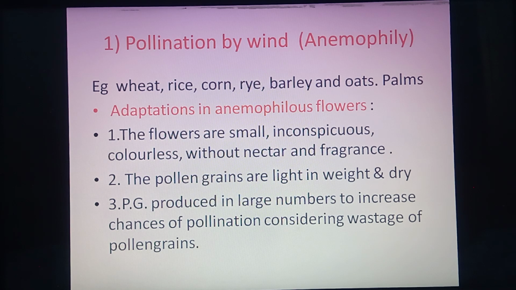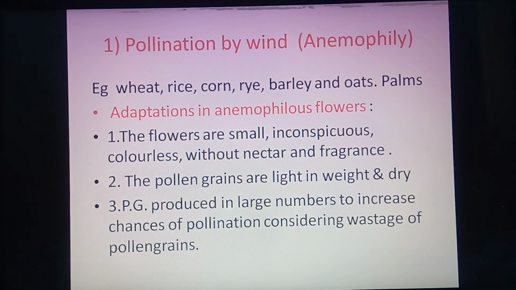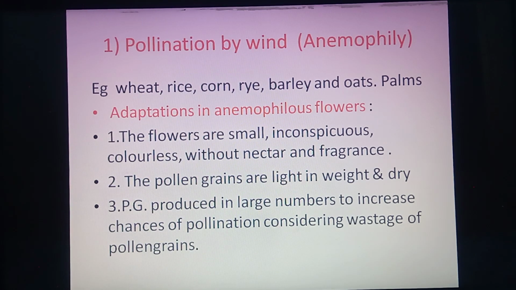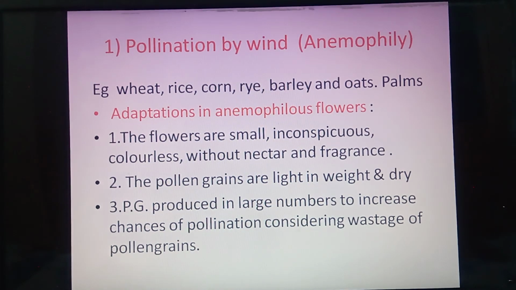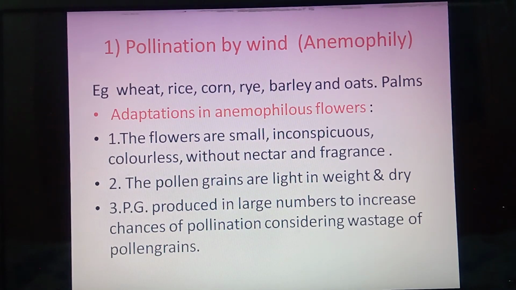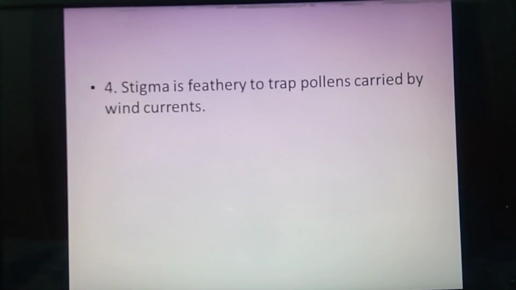Why are they produced in a large number? Because to increase the chance of pollination, and during the transfer of pollen grains there is more chance of wastage from the anther towards the stigma. Now you can observe the number of pollen grains is very high in the case of anemophily. Then the stigma is feathery.